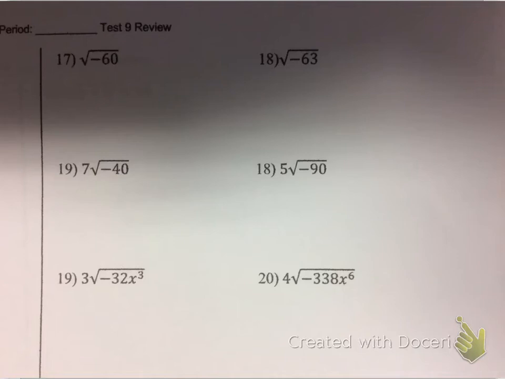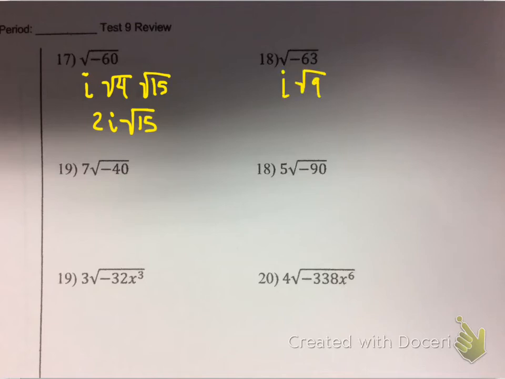Okay, so here I've got square root of negative 60. So again, as soon as I see the square root of a negative, I've got that i. And then 60 is, well, let's see, what is 60? 60 is 4 times 15. So again, this is the largest perfect square that goes into it. Square root of 4 is 2, so I get 2i square root of 15. Here, this one is i. 63 is 9 times 7. So the square root of 9 is 3, giving 3i square root of 7.